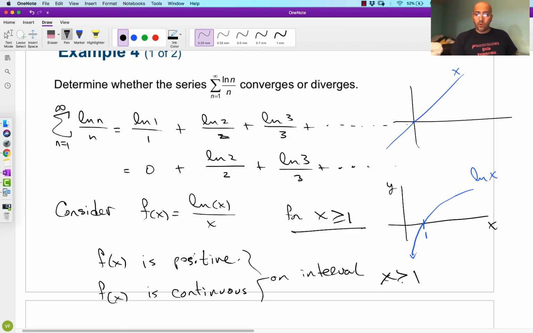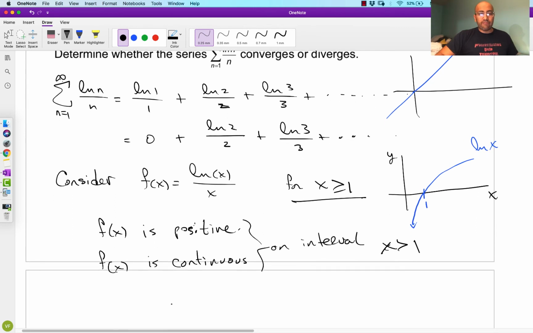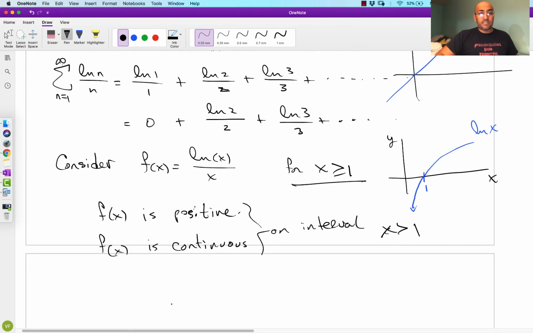I could have put equals 1, because it is continuous at 1. But if we put a 1 there, then we end up getting a 0. 0 is not technically positive, it's 0. 0 is not positive or negative. So that's why I said strictly greater than 1. But we know that at 1 it equals 0, so it's definitely not negative. And then the last thing we need is to confirm that f of x is decreasing on that same interval. To do that, we're going to have to find the derivative.